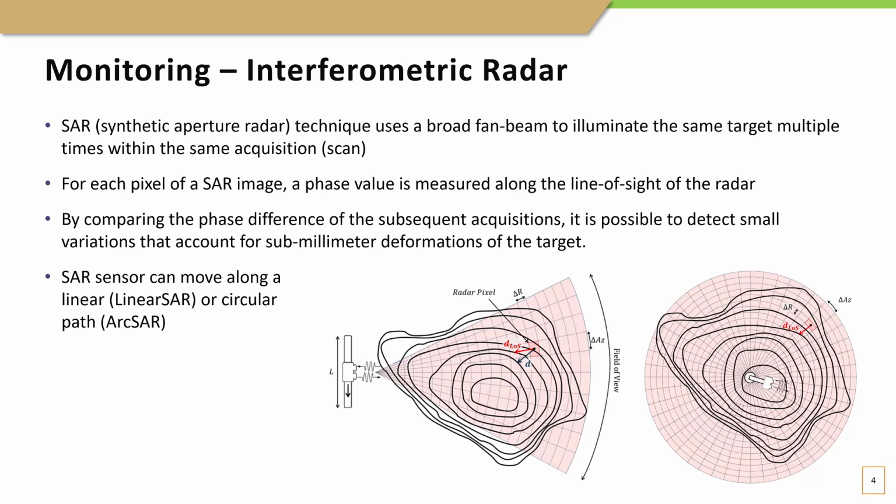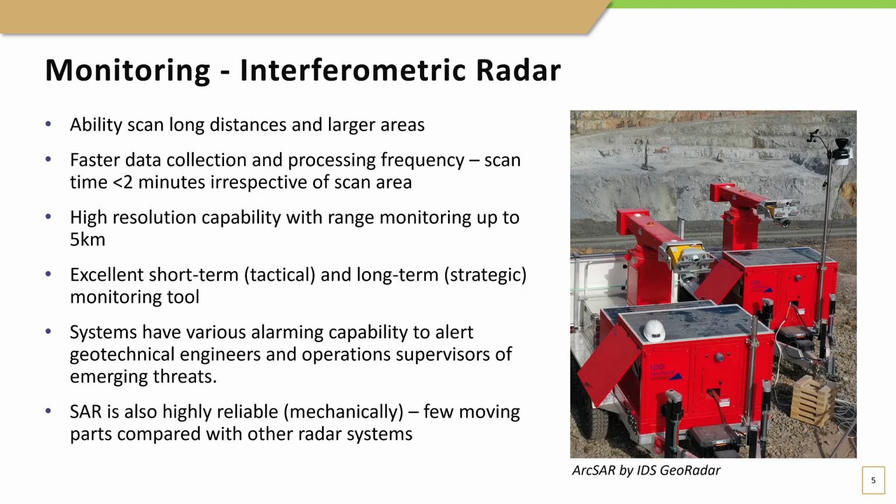A SAR sensor can move along a linear or circular path, as shown in the diagrams here. Synthetic aperture radars have the ability to scan long distances, up to 5 kilometers, and large areas. The data collection and processing frequency is less than 2 minutes irrespective of the scan area. This is excellent for short-term or tactical monitoring, as well as long-term or strategic monitoring. The systems have various alarming capability to alert geotechnical engineers and operation supervisors of emerging threats.